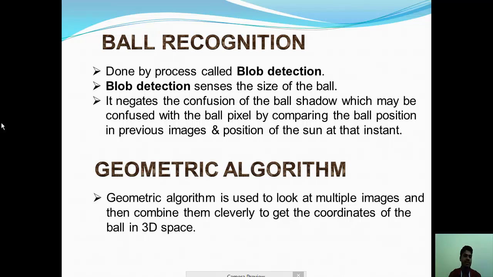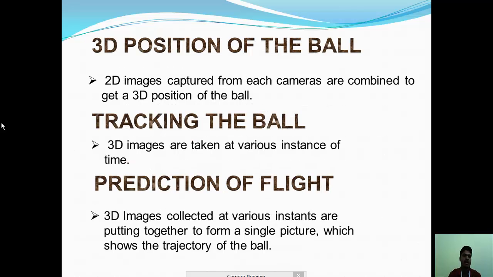Here the next step is the geometric algorithm. The geometric algorithm is used to look at multiple images so that it can cleverly combine them to get the coordinates of the ball in 3D space. The next step is the 3D position of the ball. Here, all the 2D images which are captured from each camera are combined to get a 3D position of the ball. The next step is tracking the ball.